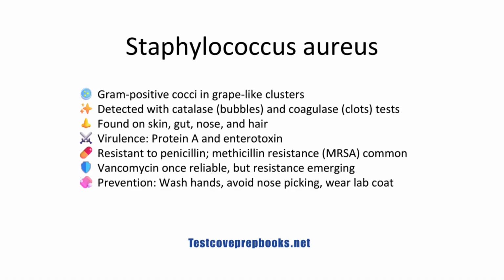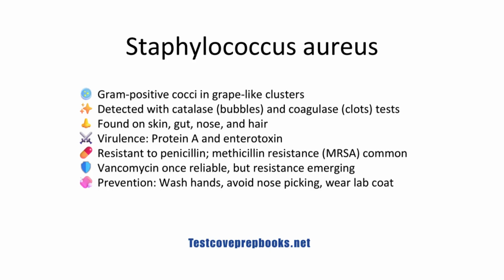Imagine Staphylococcus aureus speaking to you in verse, claiming its place in the Pathogen Hall of Fame. It says, "I am known as Staph aureus. Look for me in grape-like clusters when examining gram-positive cocci. You can detect me with the catalase test, where bubbles form, and with the coagulase test, where clots appear."